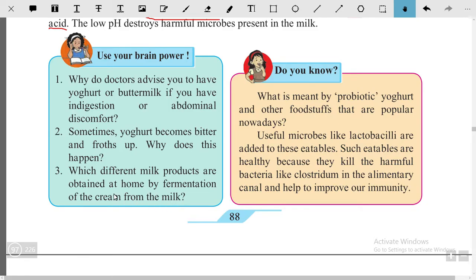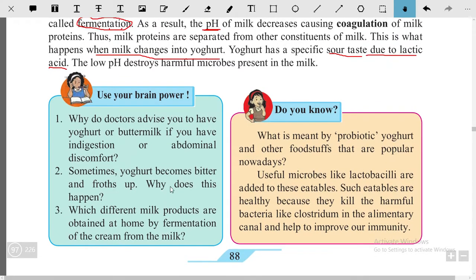If you have cattle at home, you know how to prepare milk, but how do you prepare buttermilk, yogurt or ghee? All these products are prepared by using the fermentation of cream from the milk.